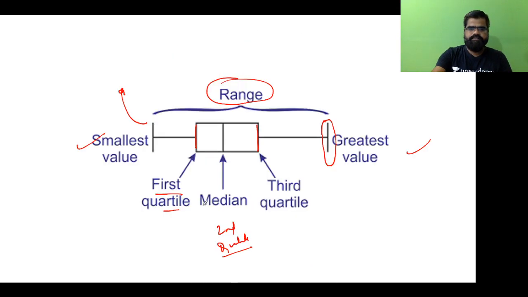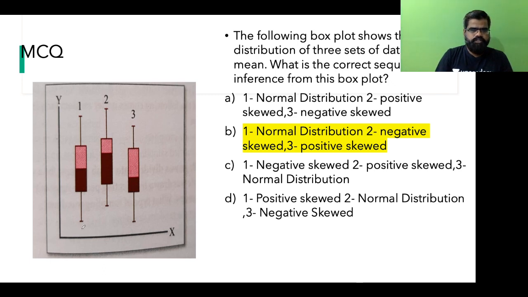Now come to the question. Now students, this is the smallest value. This is the largest value. Let me write here Q1, Q2, Q3. Similarly, write here also Q1, Q2, and Q3. Now, in the first graph, it looks like Q2 is in between. So this is the median. So you can easily say that Q3 minus Q2 is equal to Q2 minus Q1. So one is normally distributed.